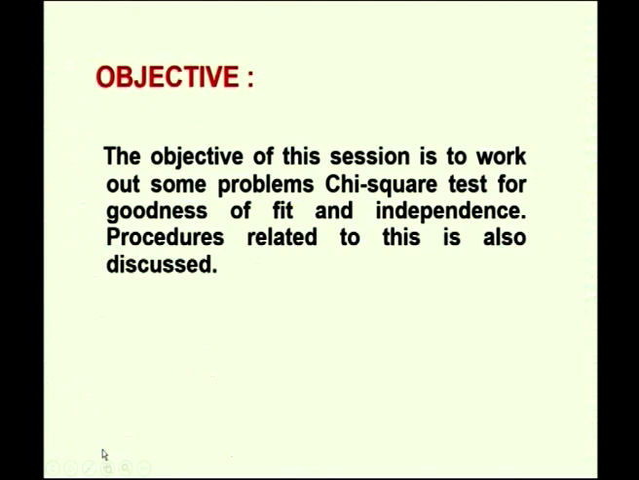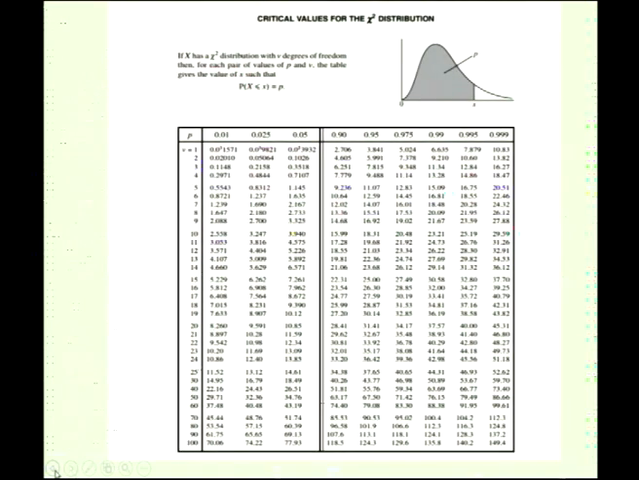The objective of this session is to work out some problems in chi-square test for goodness of fit, and the procedures related to this are also discussed. This table will be used for referring the table values when you are doing the comparison part.